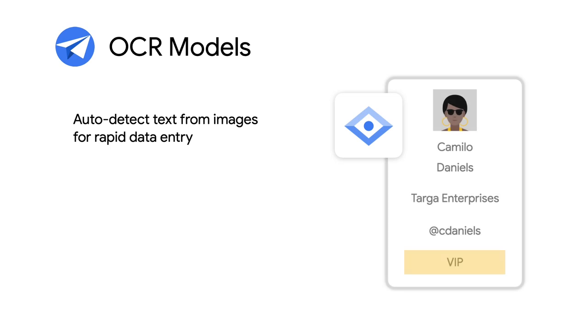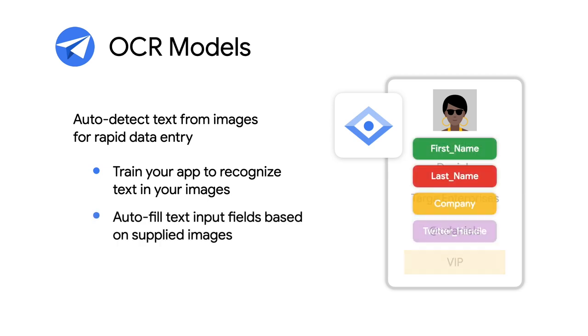Our next ML AI feature in AppSheet is OCR Models, or simply OCR, which allows for auto detection of text in images for rapid data entry in forms. An automatic badge reader is a common example. To use this feature, you first train your app to recognize text in your images. Once trained, your app will then automatically recognize text from images and autofill corresponding form input fields.